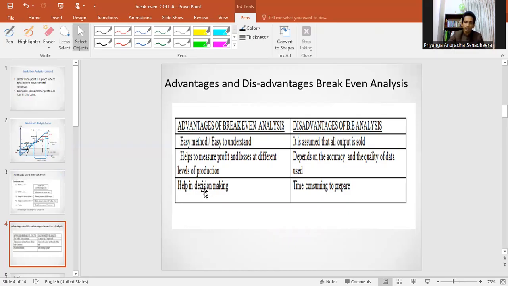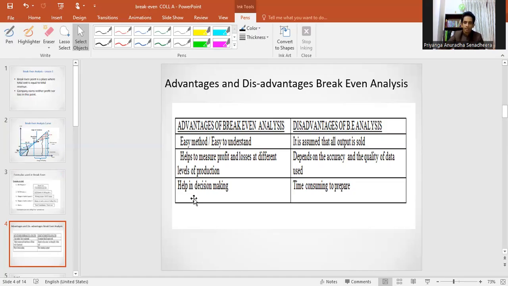Disadvantages of break-even analysis. It is assumed that all output is sold. Practically, that's not correct, it's not what happens. But here we assume that all production is sold, which is not correct. It also depends on the accuracy and quality of the data used. The data you collected is represented in the break-even chart, so if it is wrong, it gives a completely wrong picture about the organization.